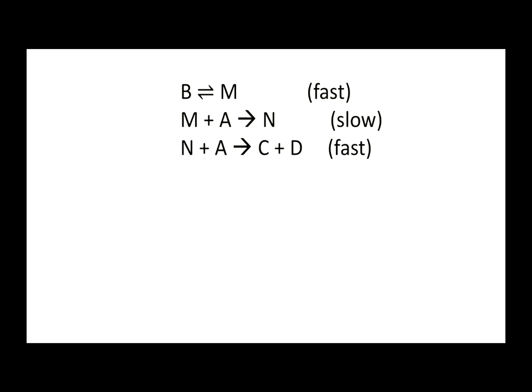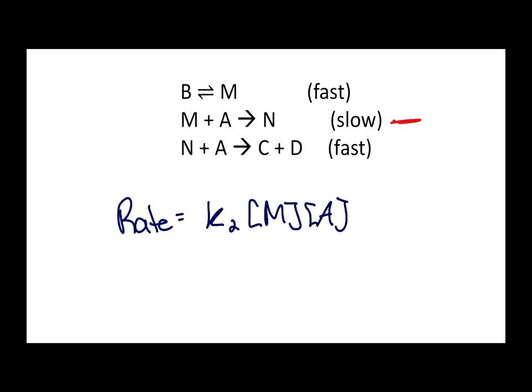What about this one? A little harder, yeah, but still the same idea applies here. The rate of your overall reaction is always determined by the slow step. So we care about the second step. The rate law for that slow step is k2 times M times A. Can I be done? No. Got to get rid of that M.